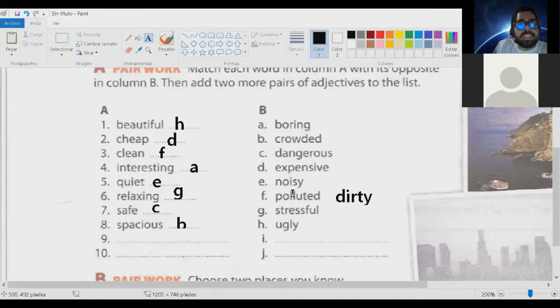Quiet, remember quiet, okay? It could be noisy, okay? Relaxing could be stressful, yeah? Safe could be, let's see, dangerous. And then we have spacious, okay? Con mucho espacio, espacioso. And the opposite is crowded, means with a lot of people, no space in there, crazy, a lot of people in there, a lot of objects around. So it means crowded.